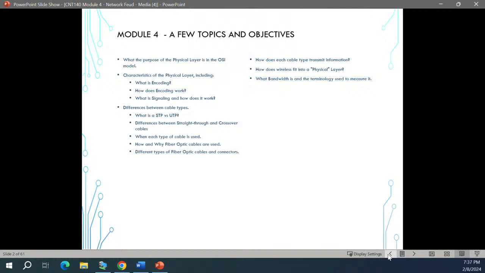And decoding is when you're taking it off the media. If you have light, you have to take the light signals and turn those back into 1s and 0s. And then there's also a timing mechanism that we've talked about.